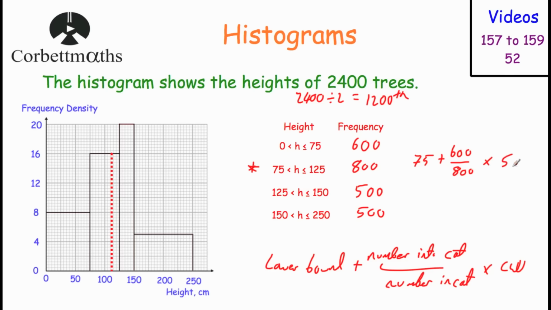The class width is 50. So if we do 75 plus 600 over 800 times 50, we should get that median that we got before. And the answer is 112.5 centimeters, which is the same as before. The reason I like that formula is you can then work out the lower quartile, upper quartile, interquartile range really quickly and easily from histograms. And the formula is not actually that complicated.